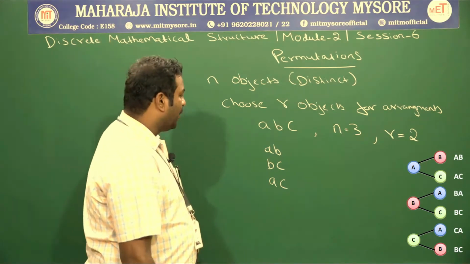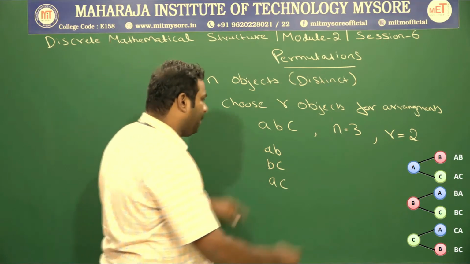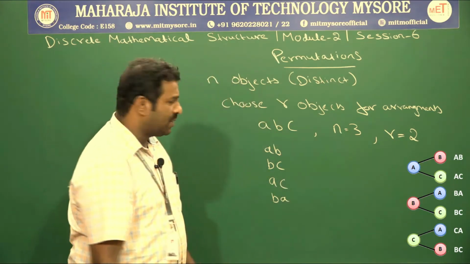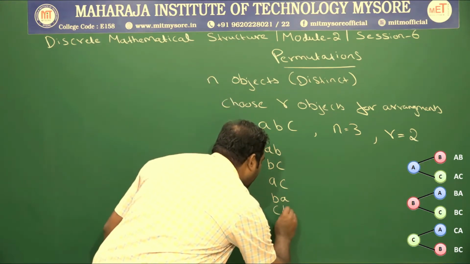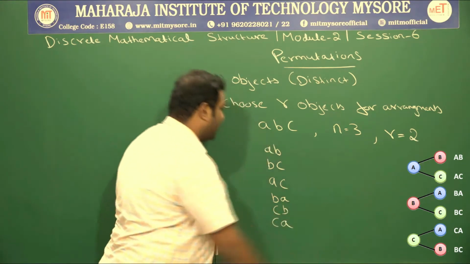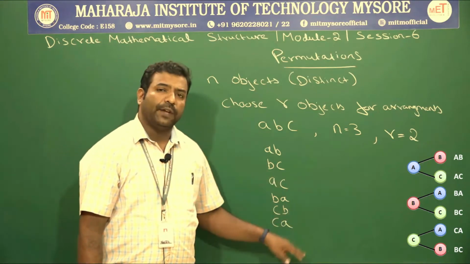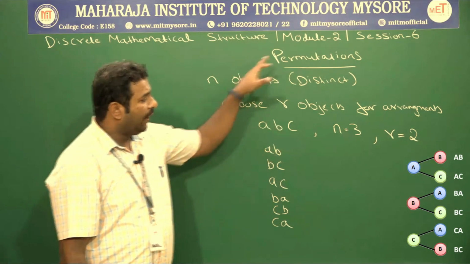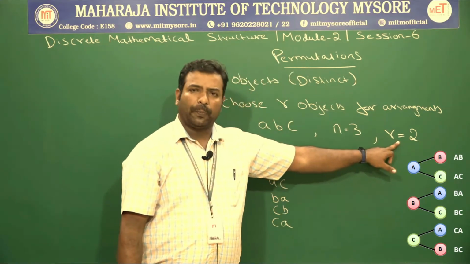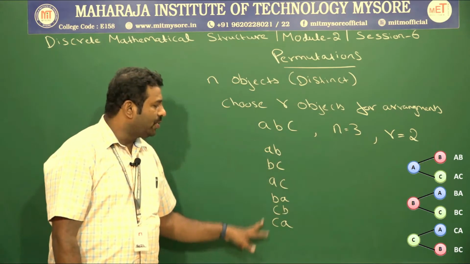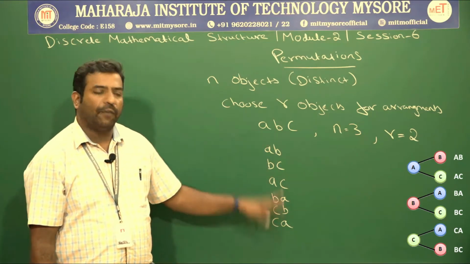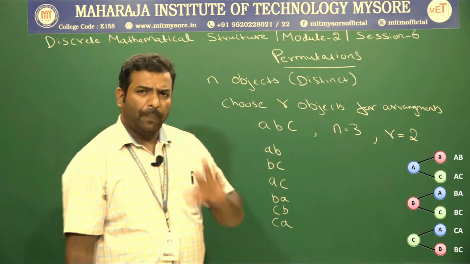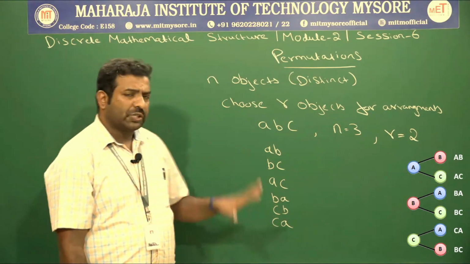But as I told you, I need to find all the possible arrangements. Remember this. And for that reason, along with AB, BA also will be part of this, CB and CA. These are the possible ways for the given n objects and the number of objects that I want to pick. This is going to be the number of ways, and this is what I need to find in permutation. Fine, I hope I am clear with what the permutation is going to be.